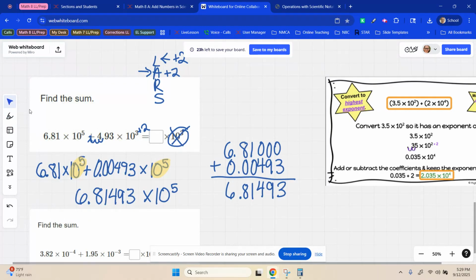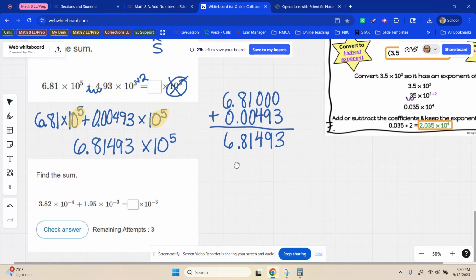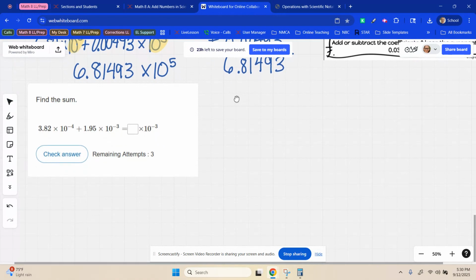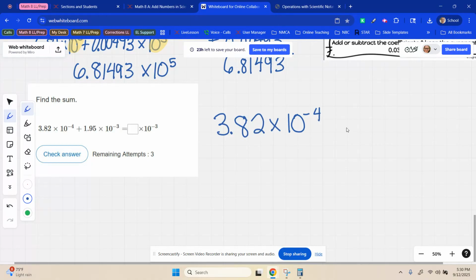Let's look at one with negative exponents. Okay. This one is going to stretch you a little bit, stretch your brain a little. Okay. I'm actually going to rewrite it over here so I have a little more room. 3.82 times 10 to the negative 4th power plus 1.95 times 10 to the negative 3rd power.